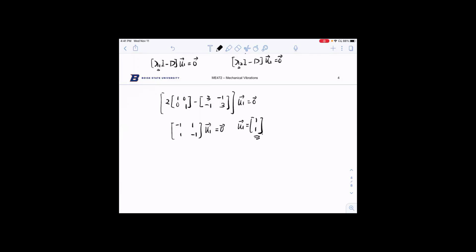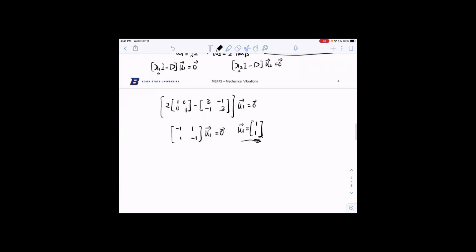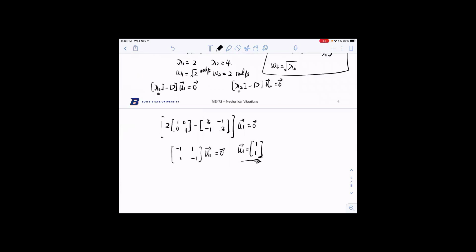So you cannot mix them. You cannot say that this U1 is the mode shape for omega 2. So you cannot mismatch them. That's just one thing you have to pay attention to.